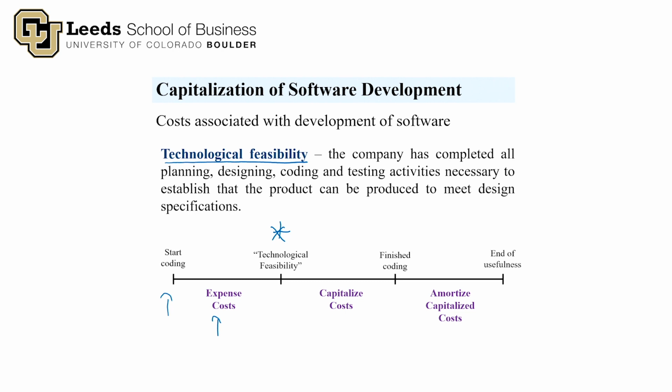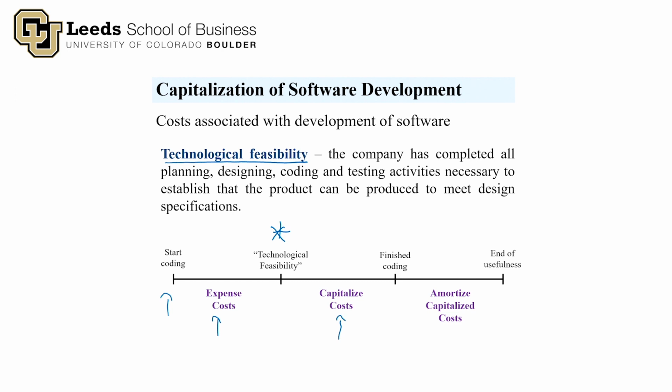So back here in the expense costs time, we were just debiting expense and crediting cash if we were paying these costs in cash. After we reach technological feasibility, rather than debiting expense, we're actually debiting an asset account and crediting cash. So during this time period, we are capitalizing the costs.